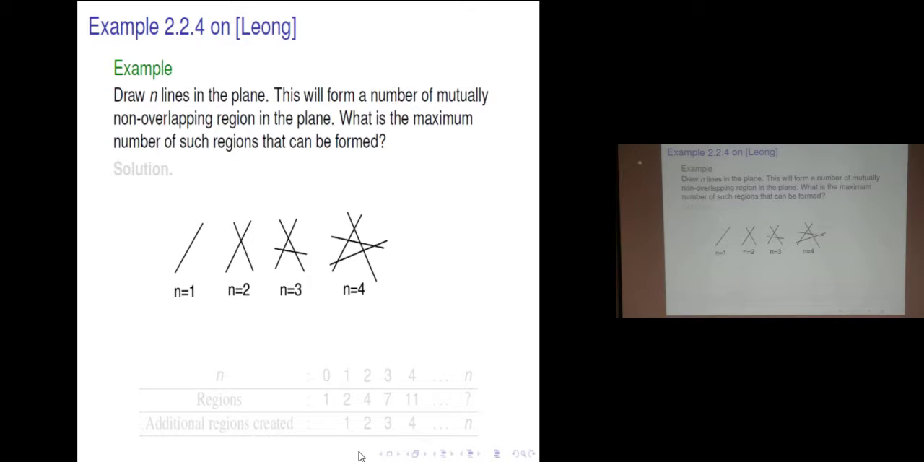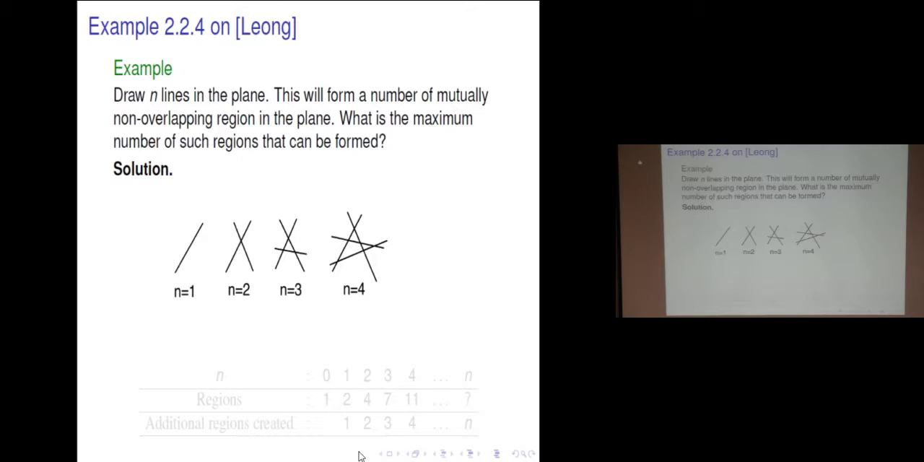Okay. So I took the example from the textbook. This is example 4 in section 2.2. Okay. So here is the problem. The problem says we draw n lines on the plane. So imagine this is a plane. We are going to draw n lines. Okay. So this will form a number of mutually non-overlapping regions in the plane.